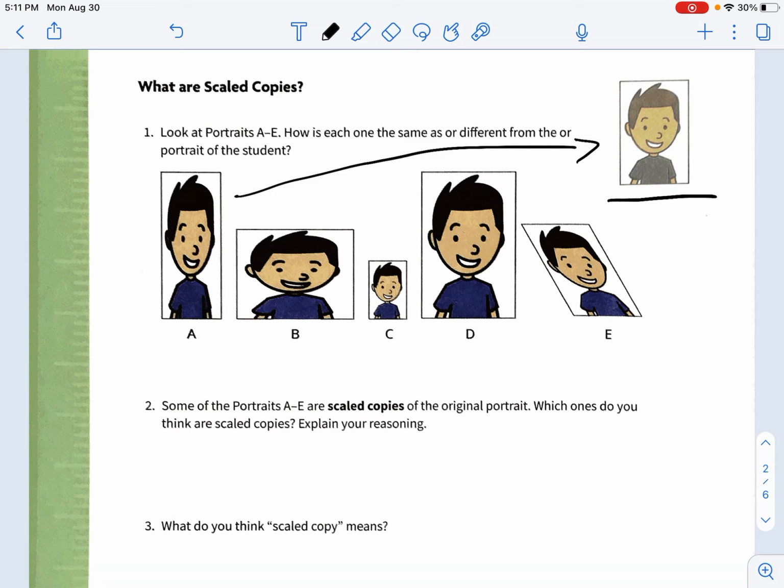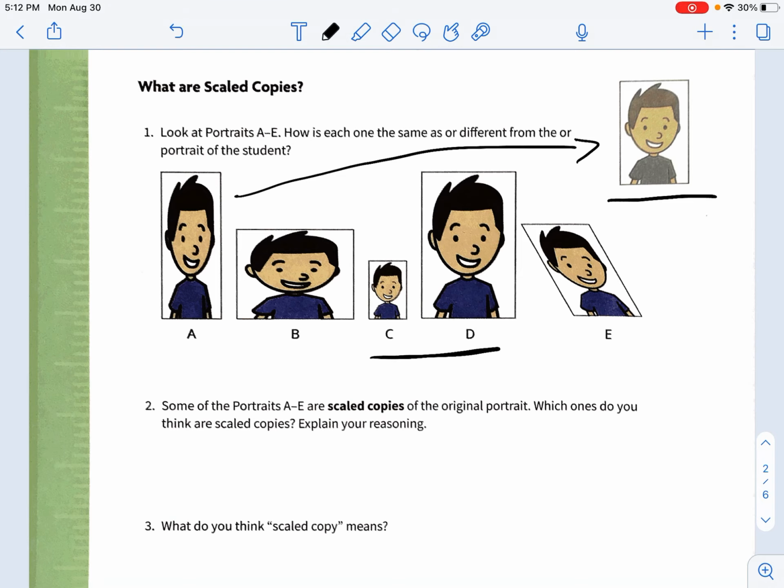C, that one is a good scale copy. It is the same shape, it's just smaller. So they not only made it shorter, but they also made it skinnier too. And the same is going to go with D here. D, it's the same shape. It's all proportional to the original. This one's just blown up, so it's made a little bit larger, both vertically and horizontally. Okay, so C and D, these two are your scaled copies.